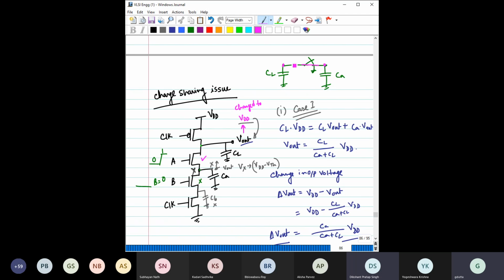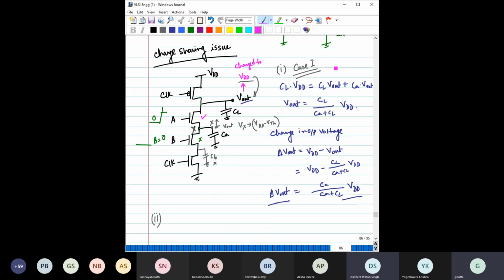But suppose this switch was turned on initially, so that this voltage was rising, and then it turned off again. Then there might be a possibility that this voltage and this voltage are not equal. Yes, sir, understood. So this is the general case which we have discussed, case 1, right?